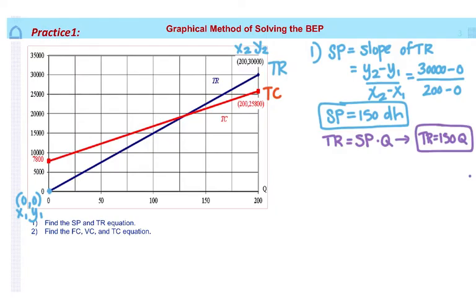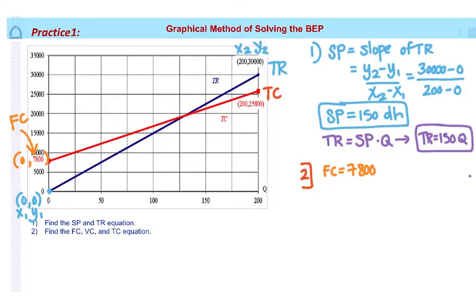Okay, second question is asking us to find the fixed cost, the variable cost, and the total cost equation. The fixed cost is the easiest. Why? Because it's the starting point of the graph. So we can see right here, that's the fixed cost. The fixed cost is 7,800.